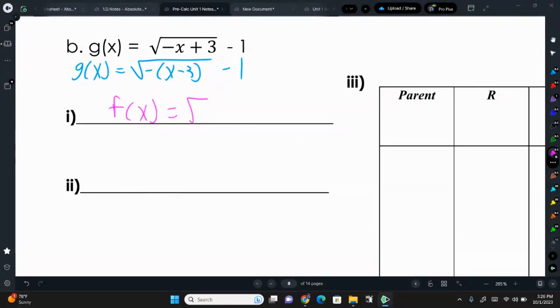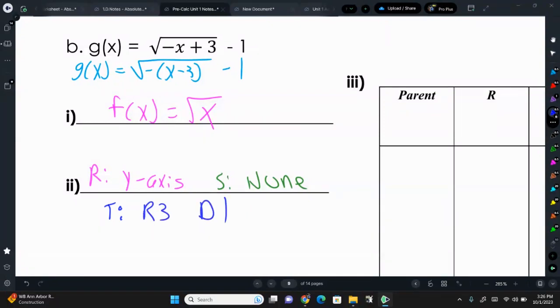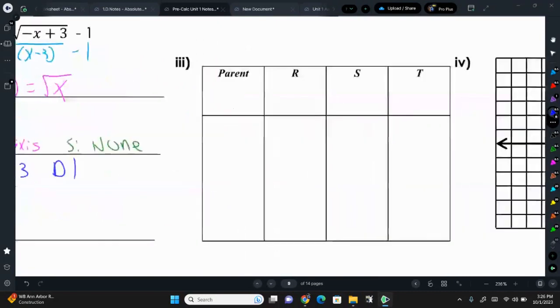So our parent function is the square root of x. Reflection, we do have a reflection over the y-axis. Shrink or stretch, none. And our translation is going to be right 3 and down 1. All right, so parent function, 0, 0. Reflecting, well, when we reflect our starting point 0, 0, it's always going to be 0, 0. But let's also write down that we do have a reflection over the y-axis.